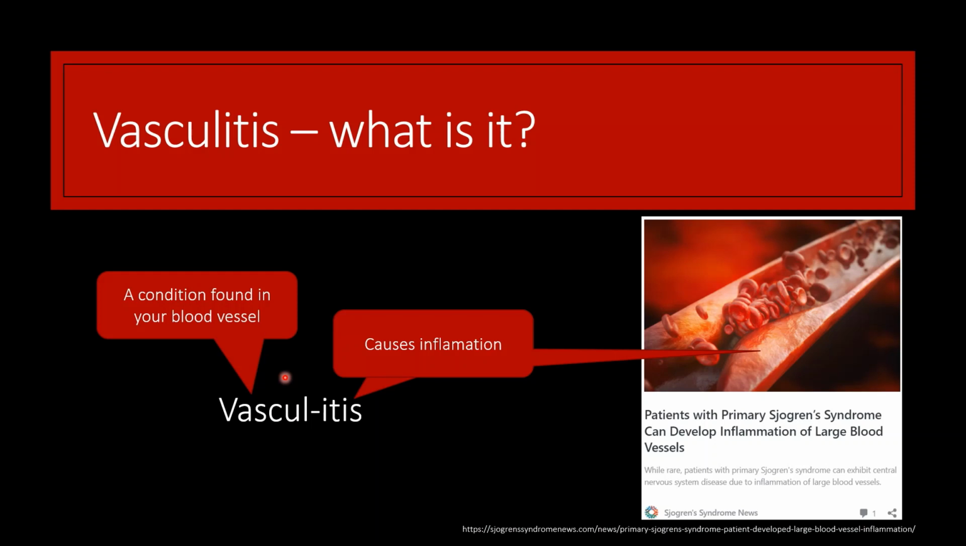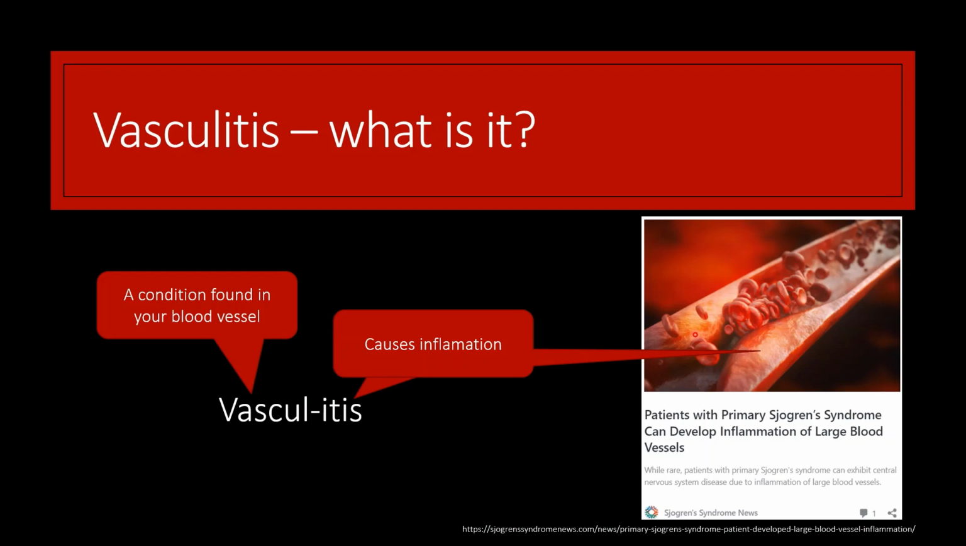Okay, we can see here in its simplest terms, if you take the word vasculitis, vascules, blood vessels, and it's an itis, it's an inflammation. It's a nice wee drawing here from the Sjogren's syndrome news. Vasculitis does have links to Sjogren's, and Sjogren's does have links to vasculitis, but they're two separate things. But it's a nice wee diagram.